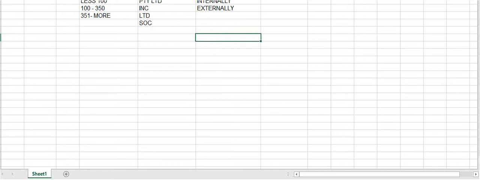Then the last thing we need to look at is the shareholders. Are they directors?